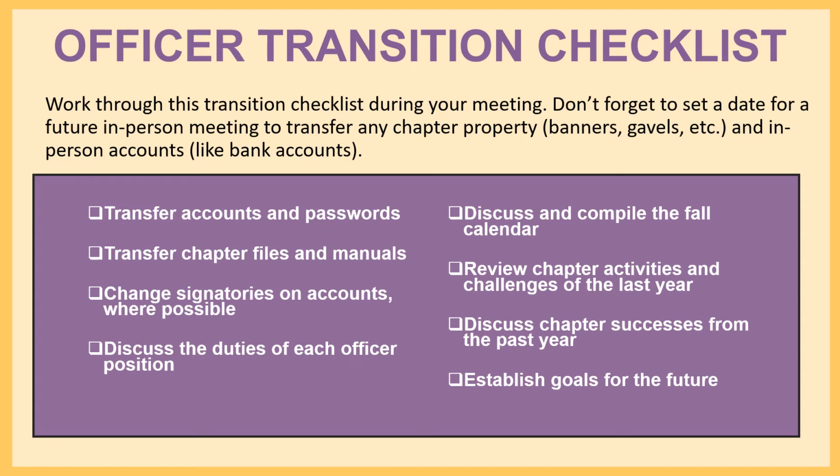Even being held remotely, the officer transition meeting is still the best way to pass on the duties of each office. You'll want to work through the below checklist during this meeting. This includes passing on a list of official chapter accounts and passwords, like Blackboard or Twen pages, chapter emails, any financial accounts. Think about anything with a password and make sure that gets passed on. You'll want to transfer chapter files and manuals if you have anything saved. You want to change the signatories on accounts where possible.